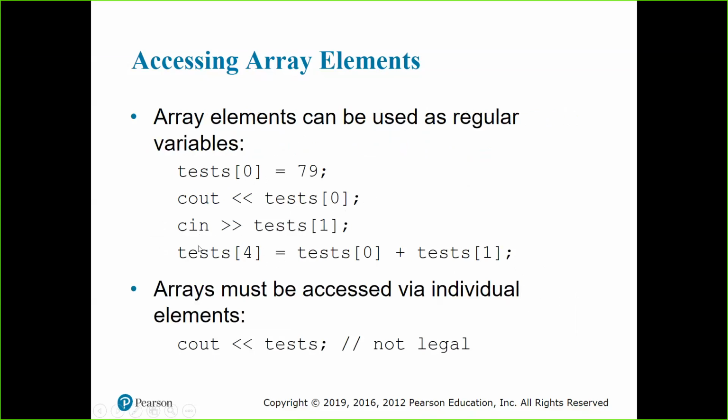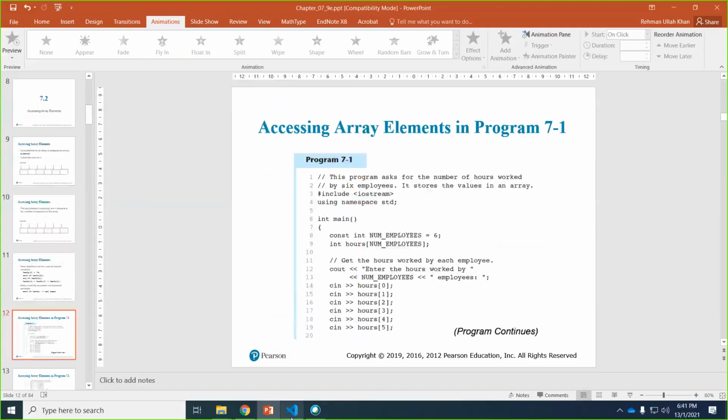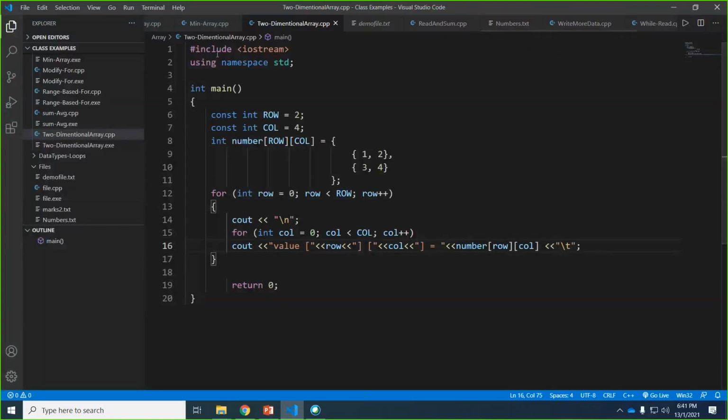Okay, and then you can apply all the operations on array elements exactly like normal variables, like test 4 equal to test 0 plus test 1. An array must be accessed via individual elements. You cannot do it like this, displaying the whole array. No, you will have to use the subscript. Okay, and then you can display.